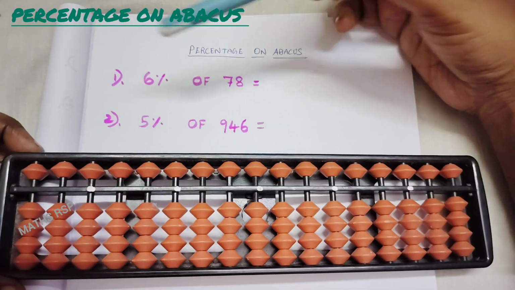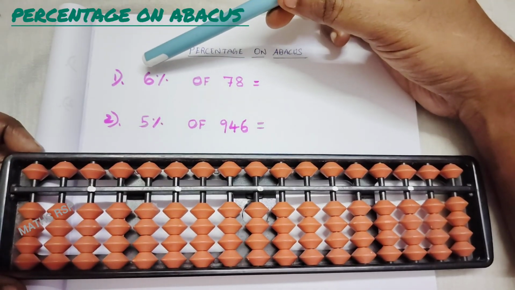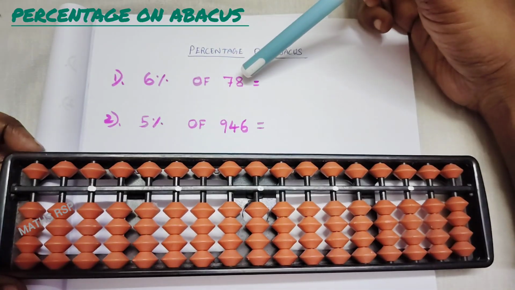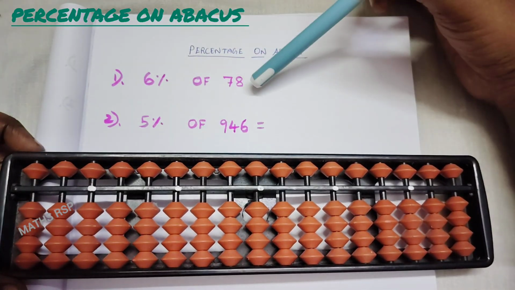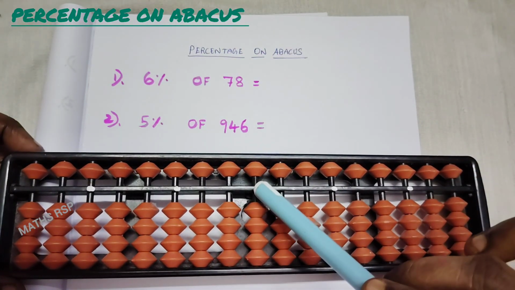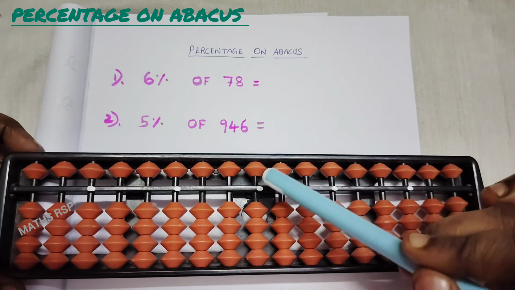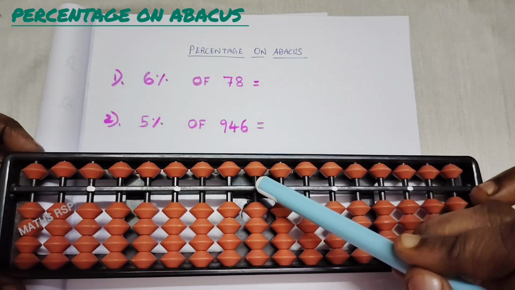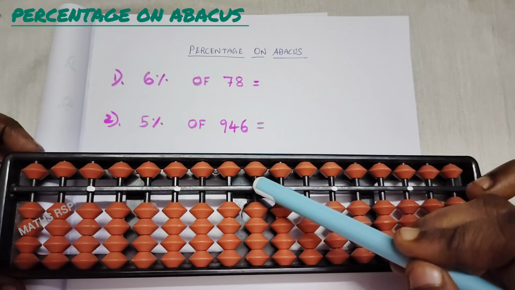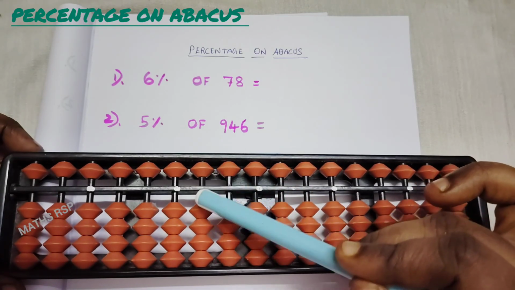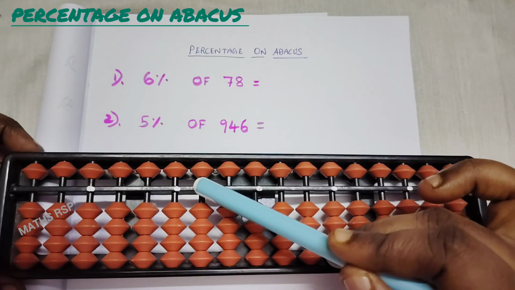In the first question, see here, totally 3 numbers are there. 6 is one number, 7 is one number, 8 is one number. So totally 3 numbers are there, right? So from ones start, we need to count 3 rods. Out of these 5 dots, this middle dot is 1 star. So count up to 3 dots from here. 1, 2, 3. So for normal multiplication, we need to start the multiplication process from this hundreds dot.